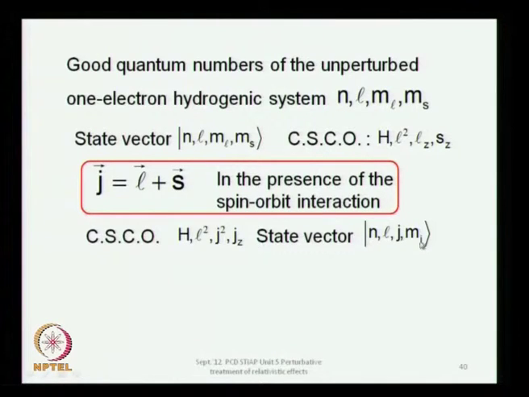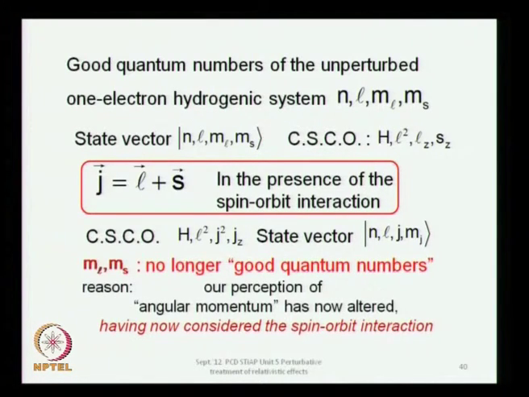So what we are going to do is to use the N, L, J, Mj basis to do this problem, and the complete set of commuting operators whose eigenvalues will give us the appropriate basis set are H, L square, J square and Jz, and this is the basis that we will use to deal with the spin orbit correction. Now ML, MS are no longer good quantum numbers.